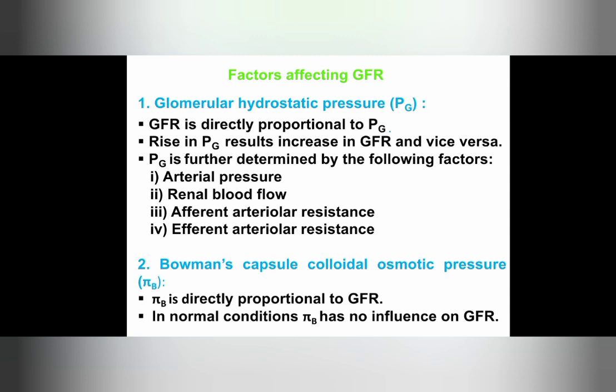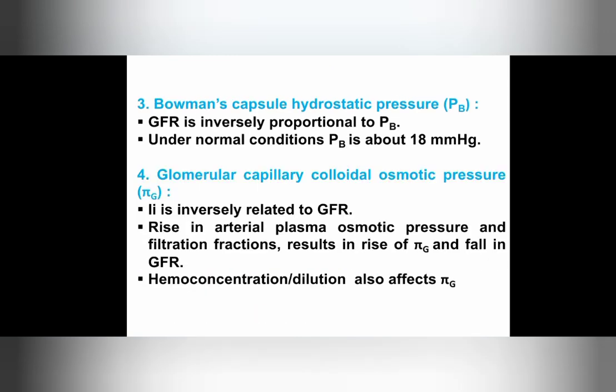The next factor we have is the Bowman's capsule colloidal osmotic pressure, denoted by pi B. This Bowman's capsule colloidal osmotic pressure is directly proportional to the GFR. That means in normal conditions pi B has no influence on the GFR, as no filtration of plasma proteins takes place into the Bowman's capsule.